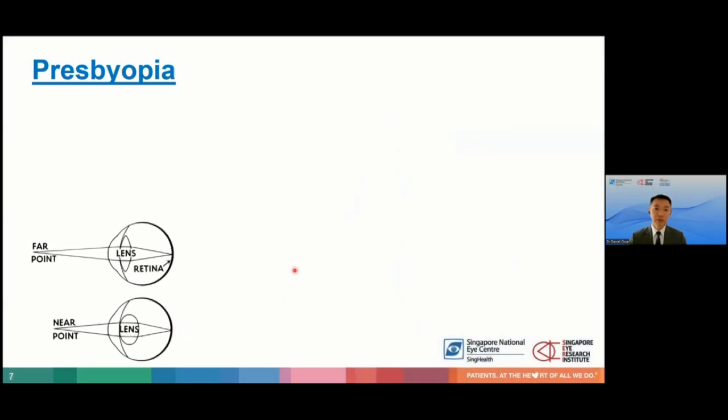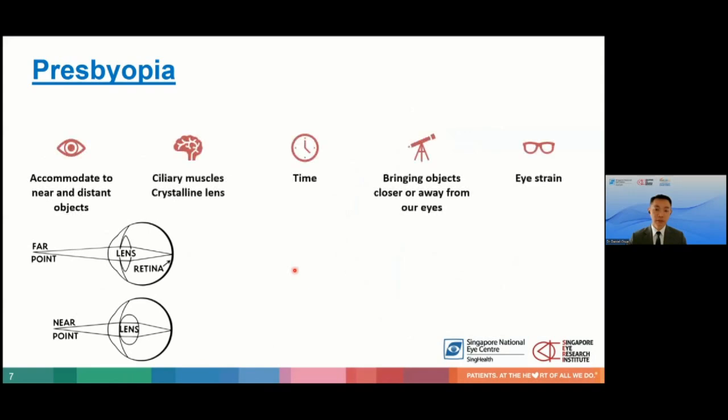Unfortunately, this function, with time, we lose it. Studies have shown that as early as in the 20s, we start to lose this function, culminating at the maximum at around age 40 to 50, which is why during this age group is when we experience the presbyopia effects the most.